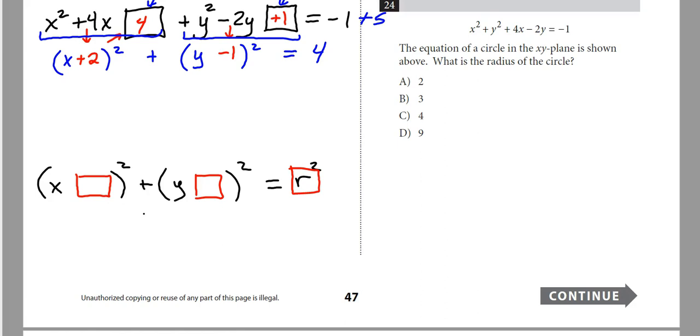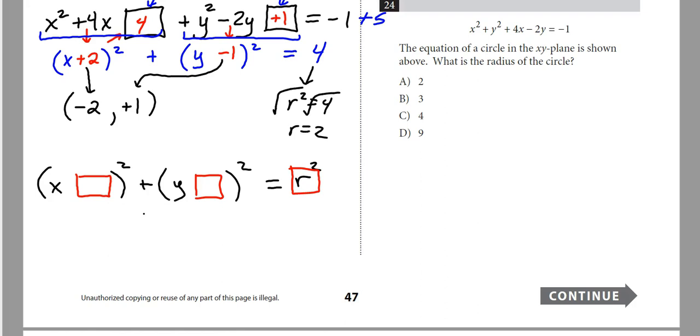It looks like the center of this equation is at, remember, it's the opposite. The center's at -2 and the center's at +1. And then my radius, well, if the radius squared is 4, when I take the square root of both sides, that tells me that the radius is going to be 2. So the correct answer there is 2. Pretty tough problem.